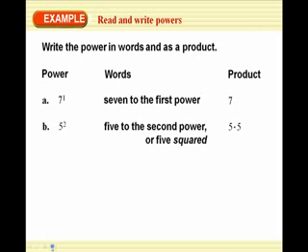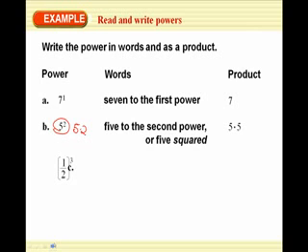They're not asking us to evaluate it, they just want us to write it as a product. Many of you will make the mistake right here and do 5 times 2. So you have to be really careful. That's not what an exponent means. An exponent is how many of these bases you write. So it's very important to remember that and not get caught up in that.